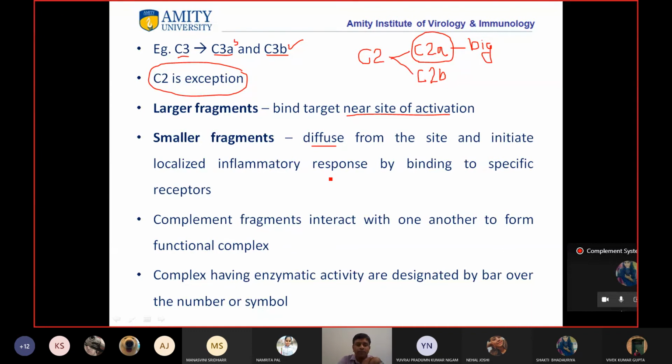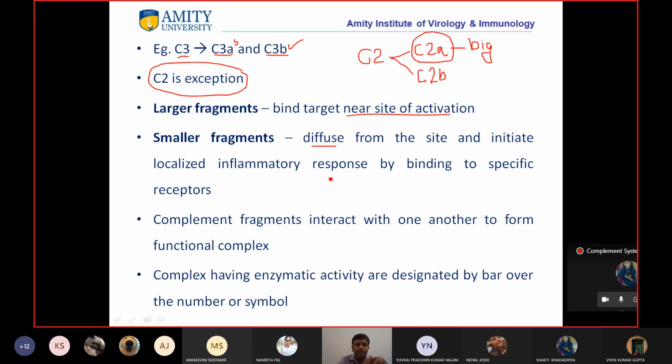And complement fragments interact with one another to form the functional complex. Okay, so कॉम्प्लीमेंट के जो प्रोटीन्स हैं वो एक के बाद एक सब इंटरैक्ट करते हैं एंड देन दे फॉर्म द फंक्शनल कॉम्प्लेक्स. ठीक है, तो इसका जो फंक्शनल कॉम्प्लेक्स है उसके बारे में हम बाद में डिटेल में बात करेंगे. व्हाट डू यू अंडरस्टैंड बाय दिस फंक्शनल कॉम्प्लेक्स? उस फंक्शनल कॉम्प्लेक्स का फंक्शन क्या है, ओके, और उस फंक्शनल कॉम्प्लेक्स तक हम कैसे पहुंचते हैं, वी विल टॉक अबाउट दैट.